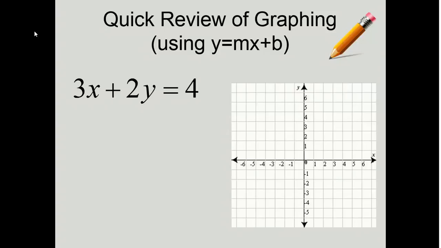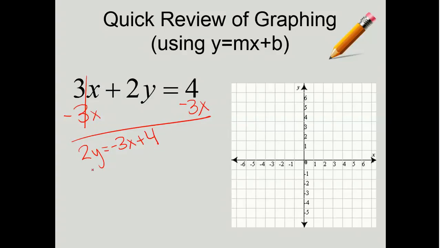So let's use y equals mx plus b. I have to solve for y. So I'm going to subtract 3x first, and I get 2y equals negative 3x plus 4. Divide by 2. y equals negative 3 halves x plus 2.